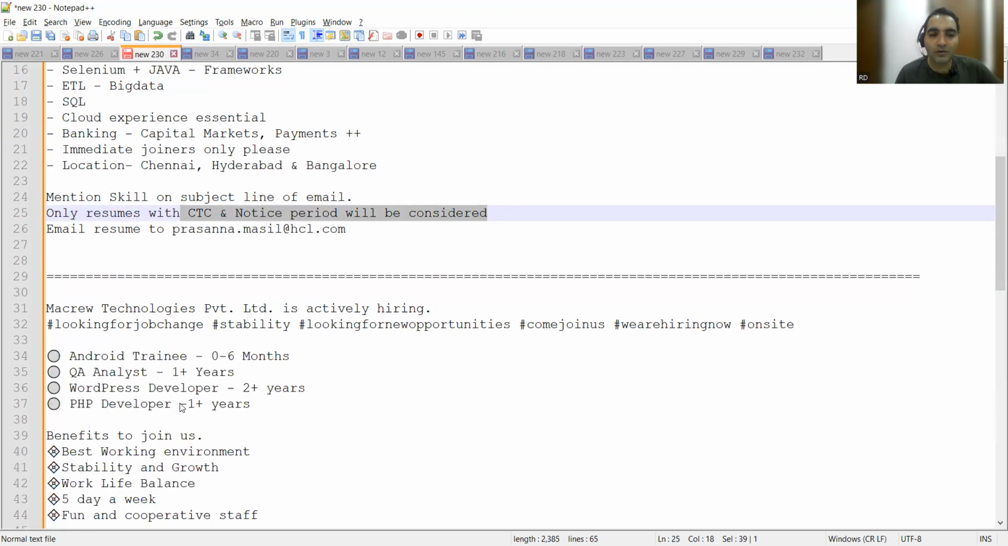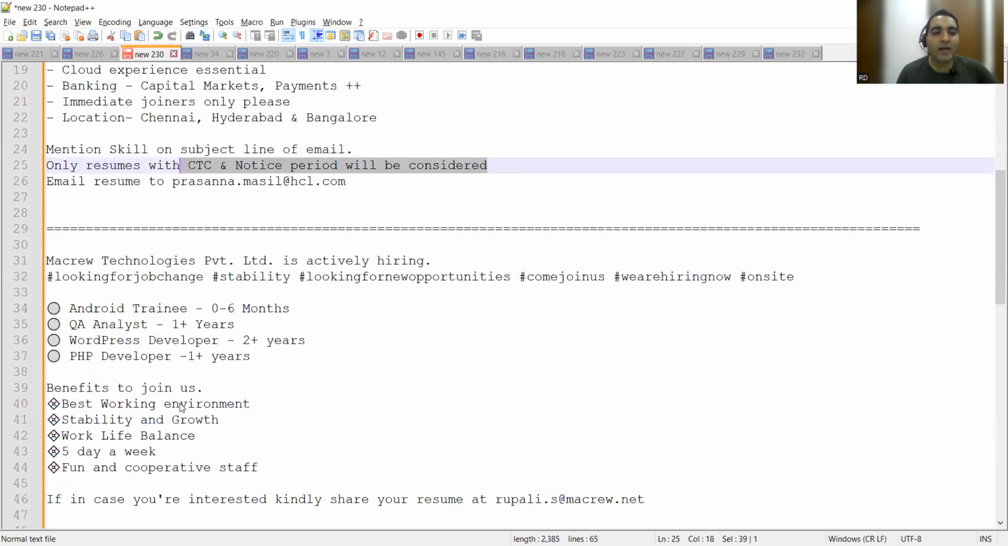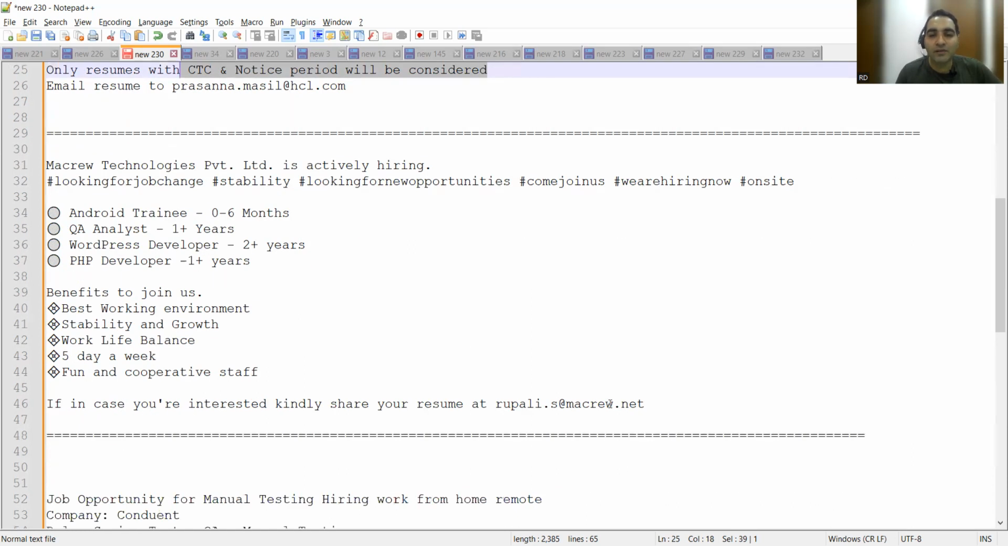Then Macro Technologies is actively hiring. They are hiring for Android trainee, WordPress developer, PHP developer. I know you would be focused on QA analyst. Again, 1+ years of experience is required in this company. They also have some benefits, like 5 days a week and work-life balance, all these things. You can share your CV at this email address.